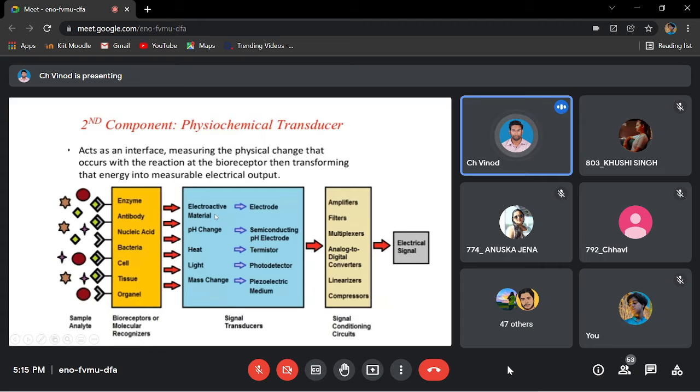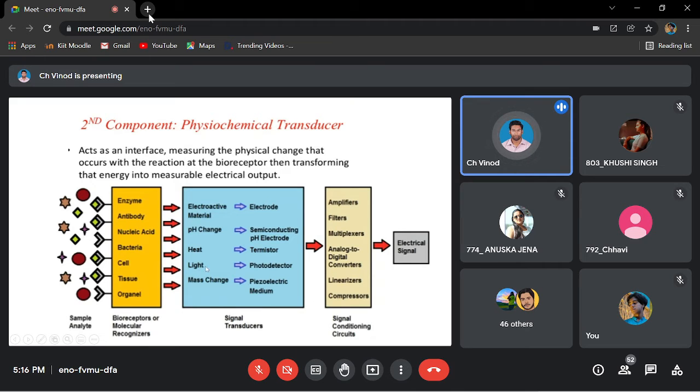For example, if you want to look at the electron or conductance properties, meaning electroactive properties, in that case you use electrodes. If you want to look at the ionic concentrations, pH, then you use semi-conducting pH electrodes. If you want to look at the heat-based activities, then you use thermistors. If you want to look at the optic, light-based, you use photodetector systems. If you want to look at the mass changes, then you use piezoelectric media.